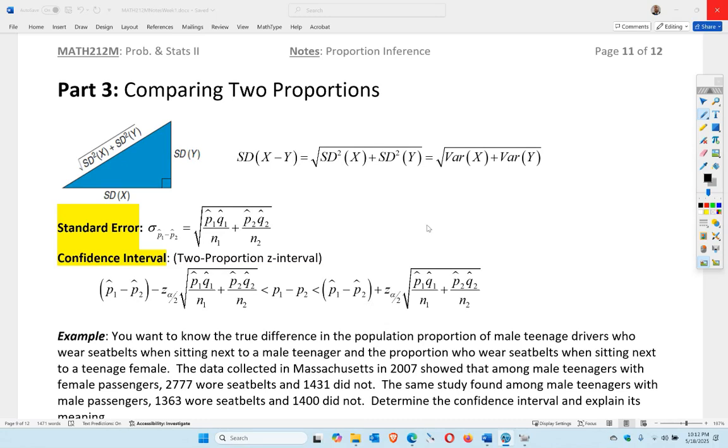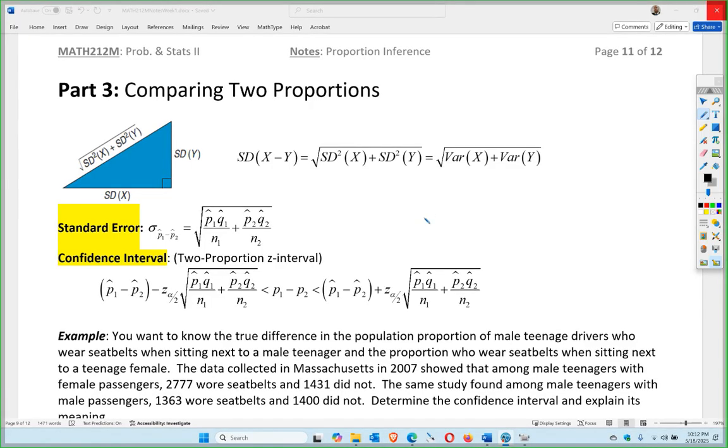Alright, part 3. When you're comparing two proportions, or what they call the difference, you have to make slight modifications. First off, the standard deviation is the Pythagorean theorem when you're doing two of them comparatively. So the standard error looks very similar, except you just have to do two of them added together.